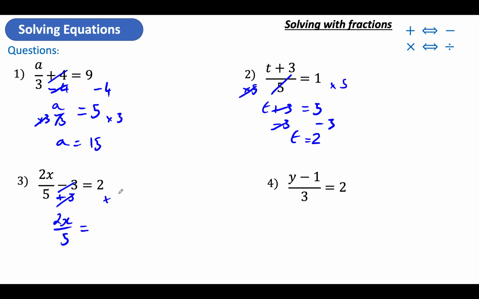But I must add 3 to both sides to keep the whole thing equal. What you do to one side of the equal sign, you must do to the other. 2 plus 3 is 5. Oh, I've still got a couple of steps here, haven't I?